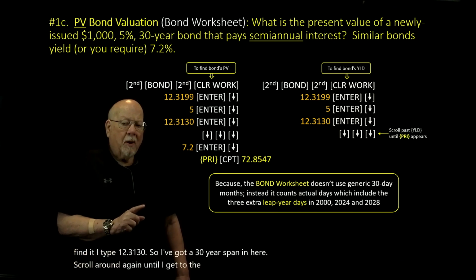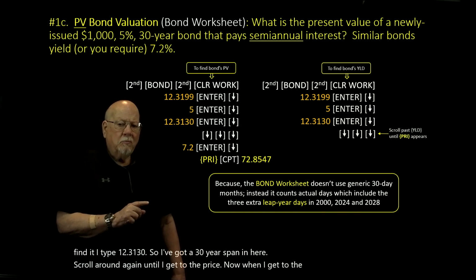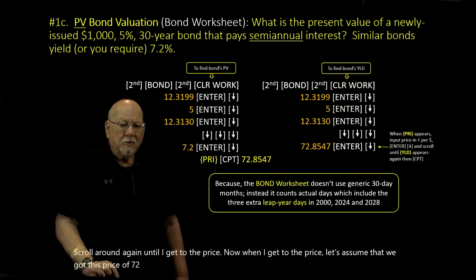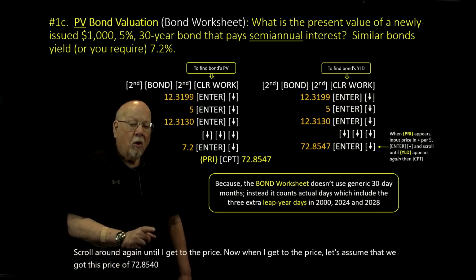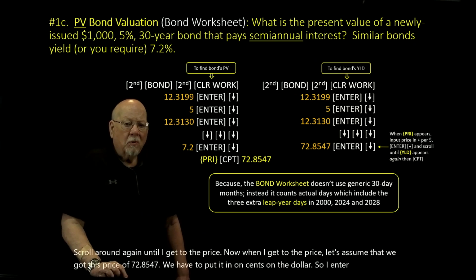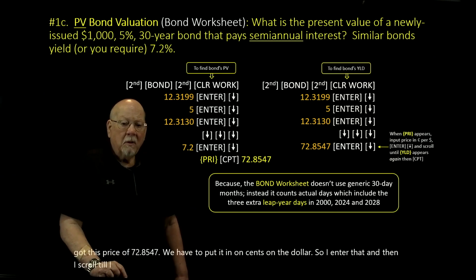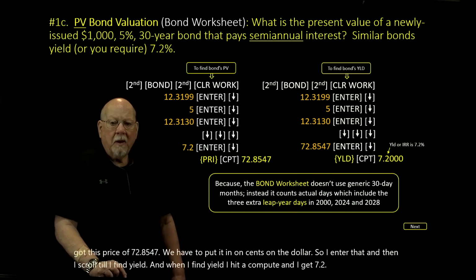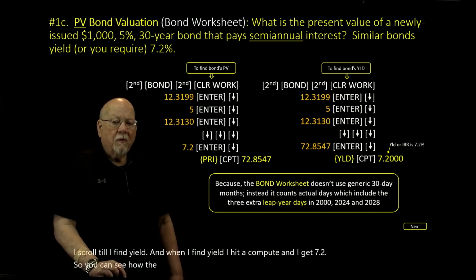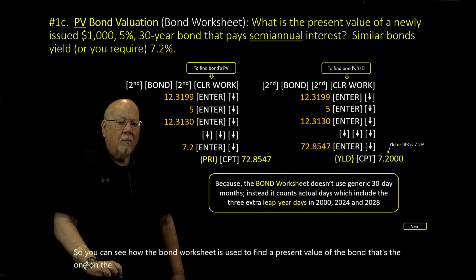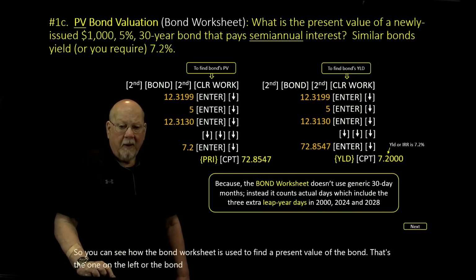Now when I get to the price, let's assume that we got this price of 72.8547. We have to put it in as cents on the dollar. So I enter that, and then I scroll till I find yield, and when I find yield, I hit compute, and I get 7.2. So you can see how the bond worksheet is used to find a present value of the bond, that's the one on the left, or the bond yield, that's the set of commands on the right.